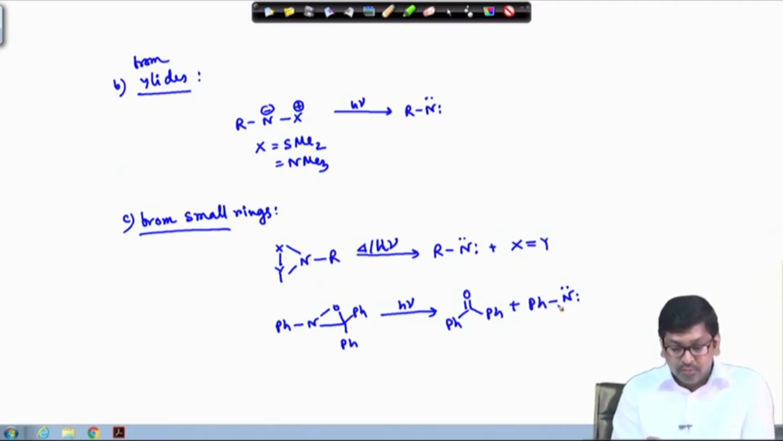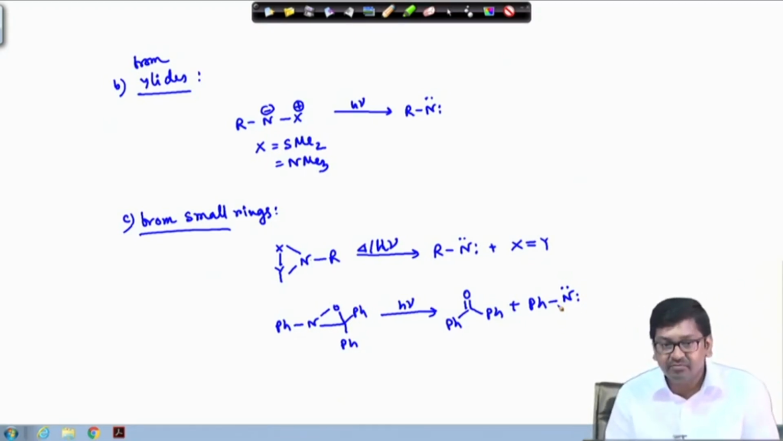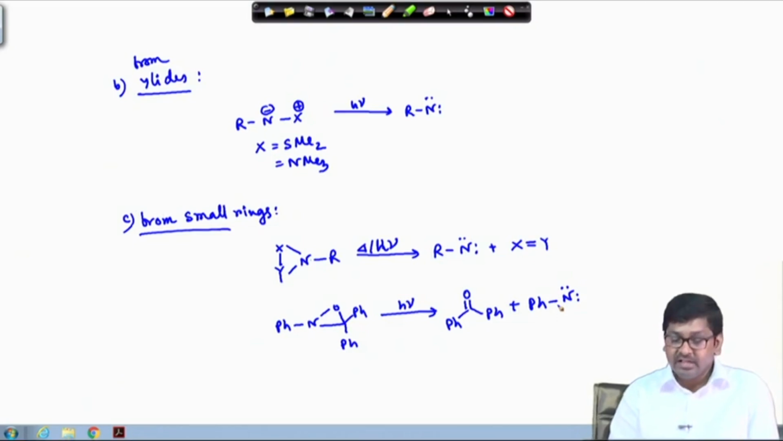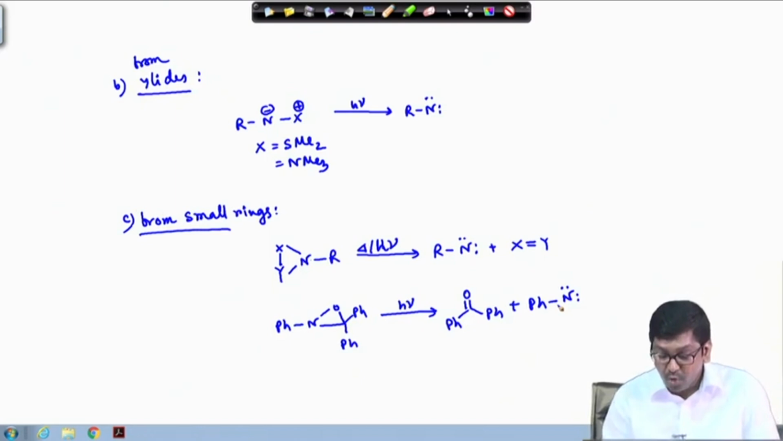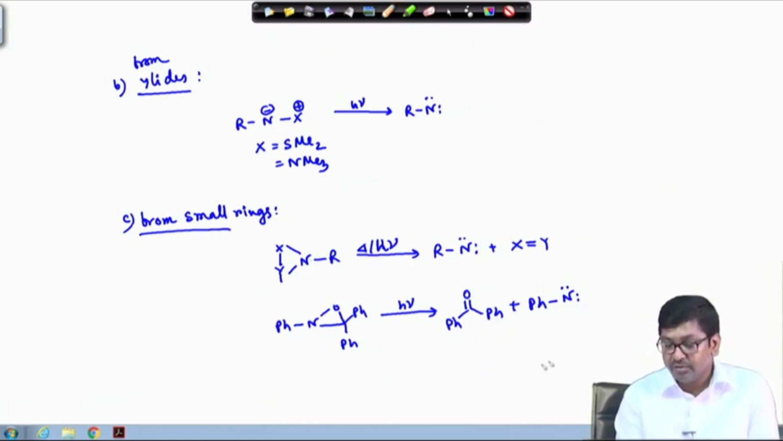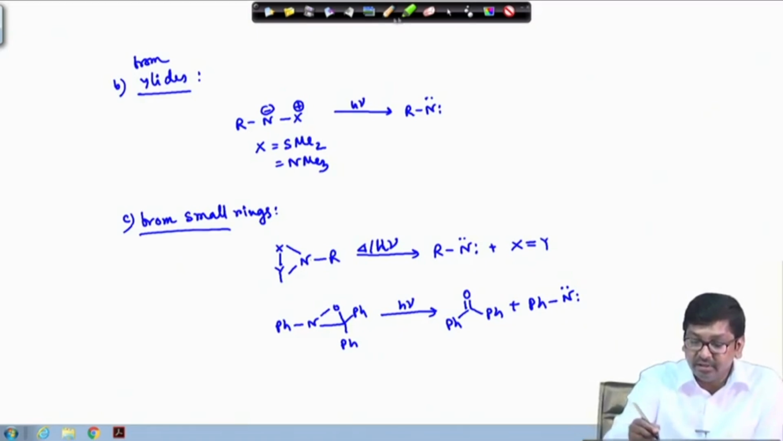So, there are three ways that we have so far discussed. One is from the azides, that is very common or very famous. Then the nitrenes can be generated through ylides, or they can be generated from various small rings, through the decomposition of that small rings leading to the corresponding nitrene and the elimination of some small molecules. In this case, this oxyazidine ring gives the corresponding keto compounds as small molecules, these benzophenone type of molecules, and here this nitrene has been generated as the reactive intermediate.